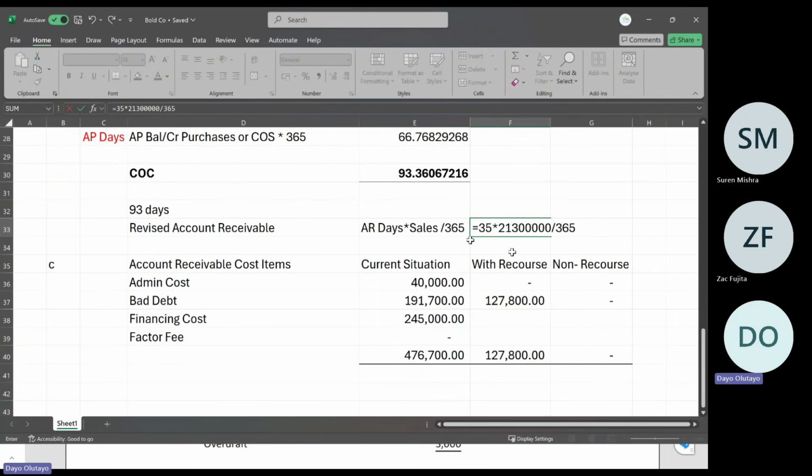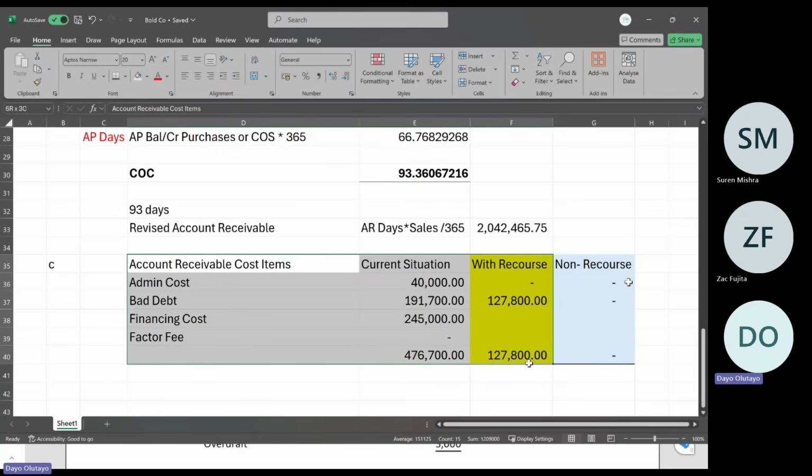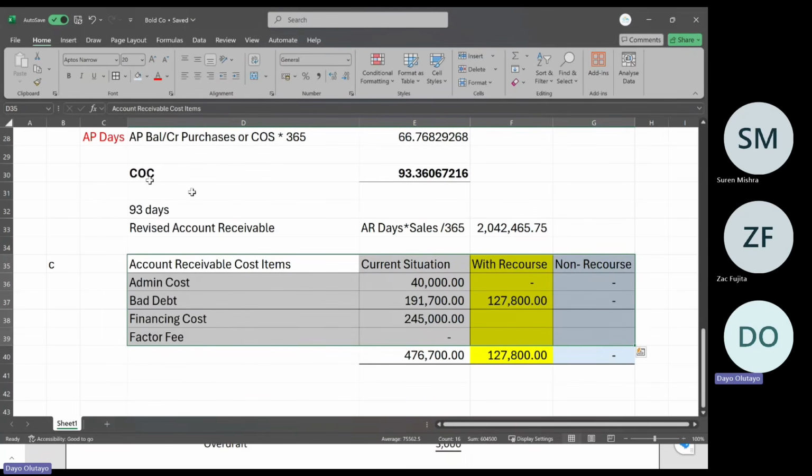So that will be 35 days multiplied by the credit sales divided by 365. And that will give us the total revised account receivable of about 2 million. So which means if we decide to employ these guys, they will be working based on the new account receivable balance, because that is the target that they have given us that they will deliver. So that is what they will deliver to us.